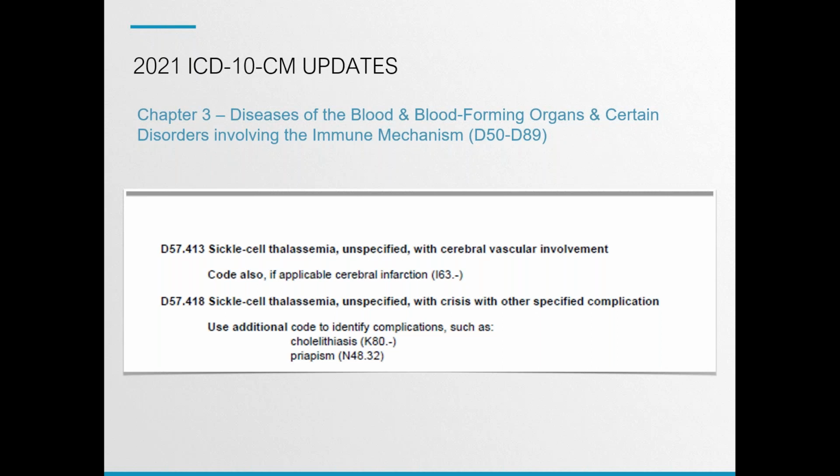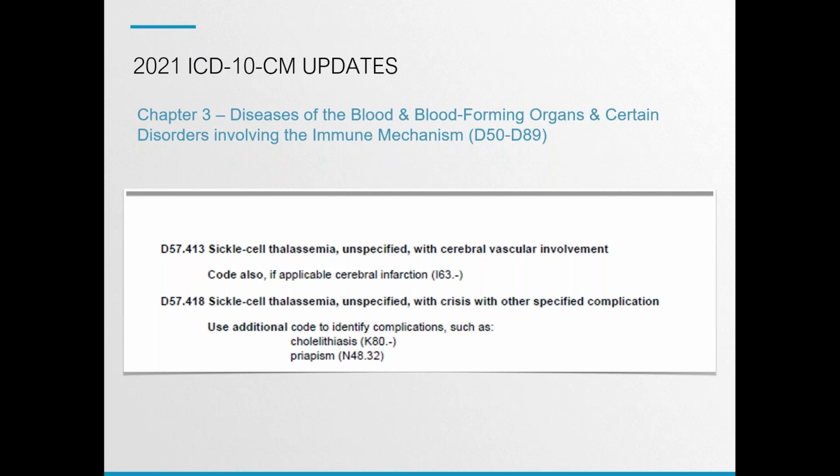For example, a note for new sickle cell thalassemia, code D57.418, sickle cell thalassemia unspecified, with crisis with other specified complication, instructs the coder to code any identified complications such as the cholecystitis, K80, or priapism, N48.32. The coding convention of code also and use additional code alerts you that two codes may be necessary to fully describe the condition and provides the sequencing rules on how to list the codes when reporting. With code also, the additional code is reported if applicable.